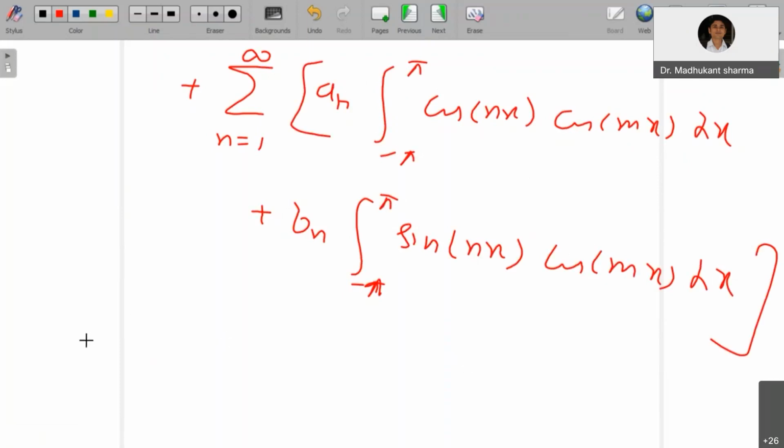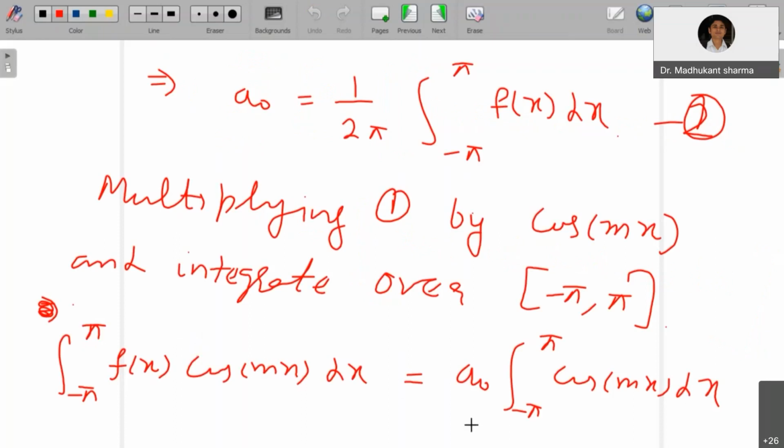Now the first term on the right hand side, a naught times integration from minus pi to pi of cos mx dx. It is easy to verify that this term will be 0. Sine mx by m, you know, integrate this. So m is any natural number. Okay, m is any natural number. So sine pi, sine 2 pi, sine 3 pi, sine n pi is 0. So this first term will not contribute anything.